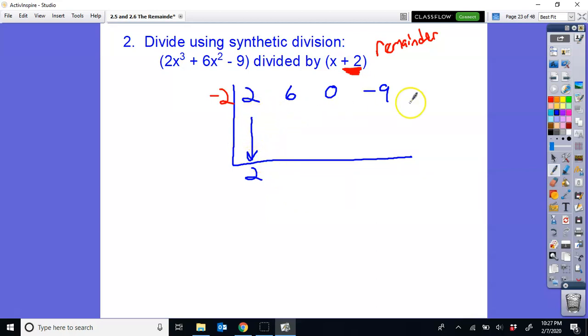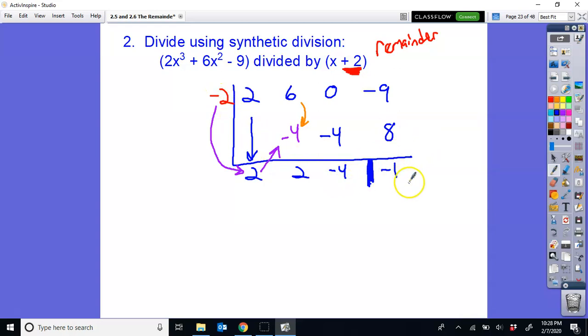Now I'm going to draw a couple little arrows here, but I'm not going to do this every time. If you multiply negative 2 times 2, you get the answer of negative 4. That answer is added to the next number. 6 plus negative 4 is 2. And then you just repeat the process, multiplying by the outside number over here, and then adding it to the next one. So negative 2 times 2 again is negative 4. Adding it to this one is going to be negative 4. Negative 2 times negative 4 is positive 8. You get a negative 1.